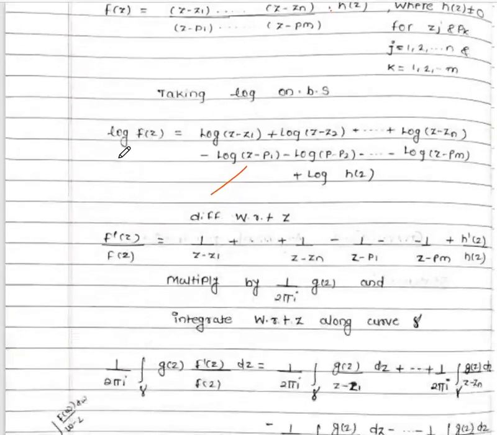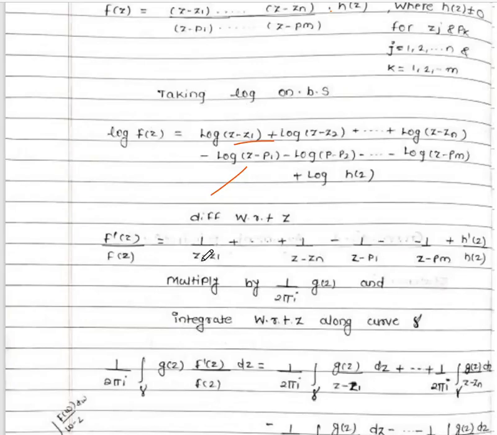So take the differentiation with respect to z of this term. We get the derivative of log f of z, that is 1 upon f of z into the derivative of f of z, that is f dash of z. The derivative of log (z minus z1) is 1 upon z minus z1, plus 1 upon z minus z2, and so on, 1 upon z minus zn, minus 1 upon z minus p1, and 1 upon z minus p2, and so on, the last term will be 1 upon z minus pm, and the derivative of log h of z is 1 upon h of z into h dash of z.